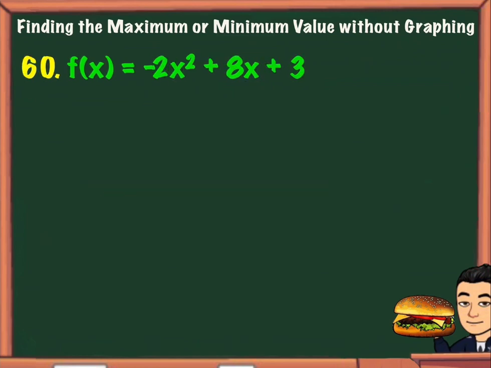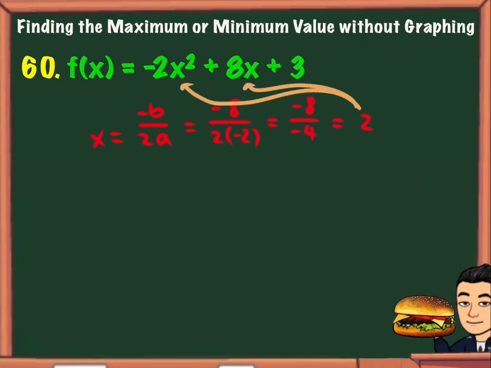For number 60, if the leading coefficient is negative, we're going to have a maximum value. So the x-coordinate of the vertex is negative b over 2a equals negative 8 over 2 times negative 2, which equals negative 8 divided by negative 4, and that equals 2. So insert the 2 into the x in the function.